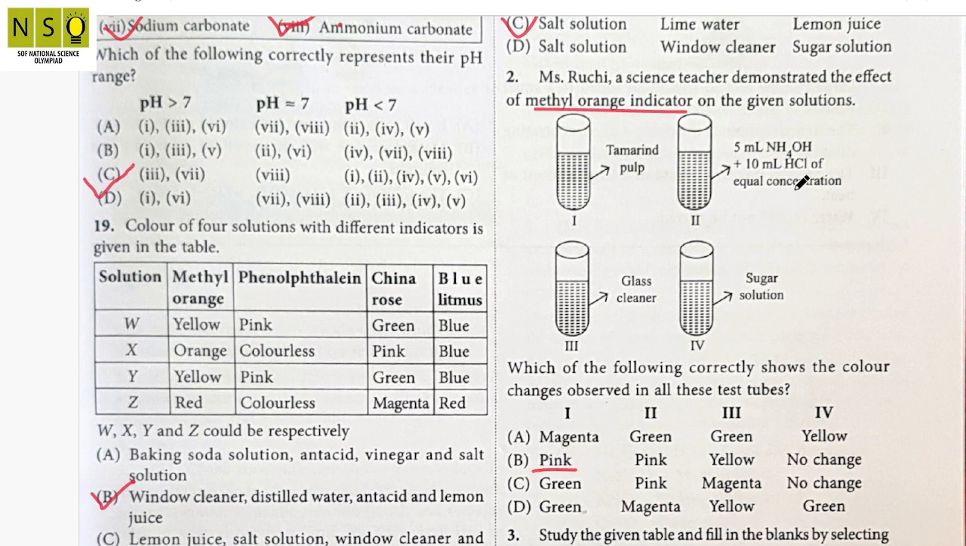And when 5 ml of NH4OH plus 10 ml of HCl of equal concentration is given, it is again of acidic nature and gives the pink color again. When the glass cleaner, which is basic in nature, is added with the methyl orange indicator, it gives yellow color. And when the sugar solution is given with the methyl orange indicator, we get no change in color. So option B will be the correct option.